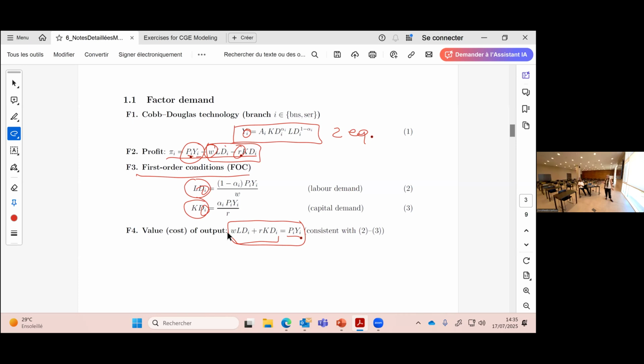Okay, I think I didn't omit something. It's okay for this part? Okay.